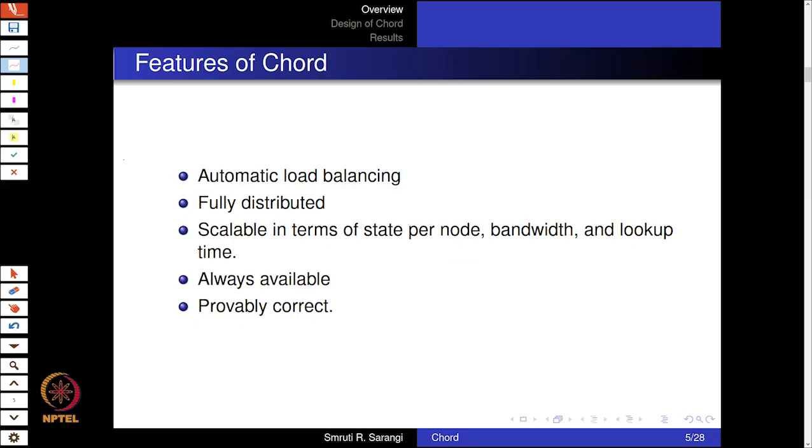So what are the features of Chord? Well, you have automatic load balancing. It is fully distributed. In terms of state per node, bandwidth and lookup time, it is fully scalable. Furthermore, there is great availability. It is always available in the sense that there is a built-in amount of redundancy in the Chord protocol. That's the reason the availability is high. And second, it is provably correct. The same was true with Pastry also, that these are simple protocols. It's easy to prove that they actually work. All corner cases are taken care of and they work in a robust, provable fashion.